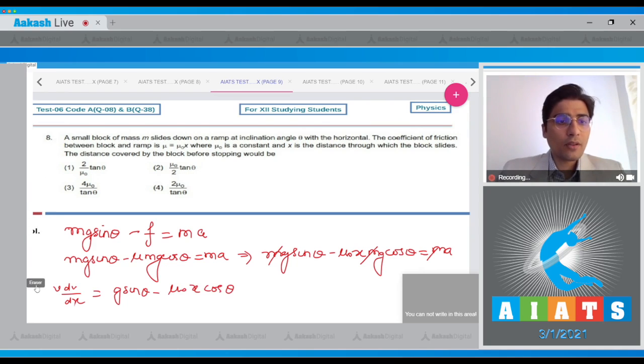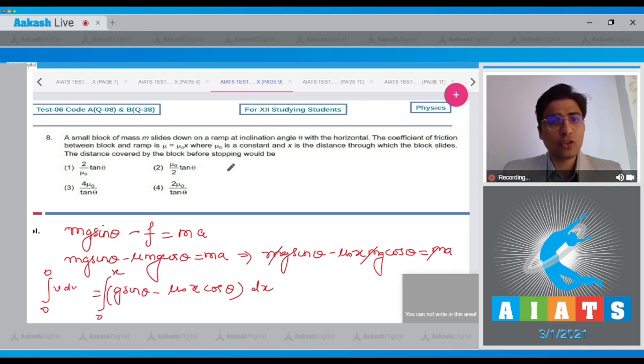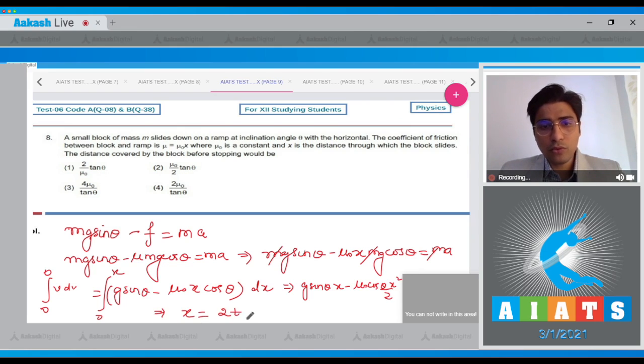What we can do is we can bring dx on the right hand side, so dx comes here, and consecutively we can integrate. Now the integration limits will be from 0 to x and the velocity will be 0 to 0 as it stops and starts from rest as well. On the right hand side we get a value of g sine theta x minus mu naught cos theta x square by 2, and this will be equal to 0. On solving we get a value of x to be equal to 2 tan theta by mu naught, meaning that for this question the correct answer is option number 1.